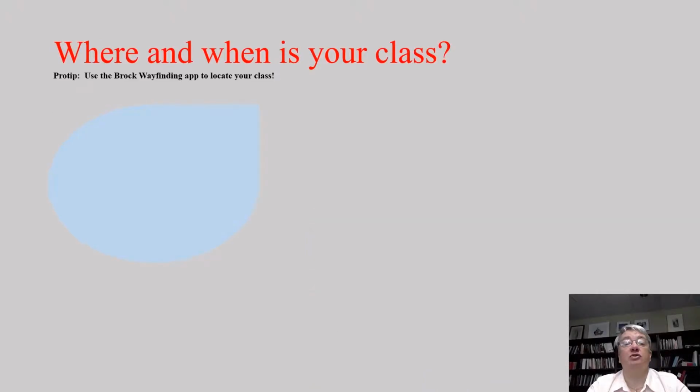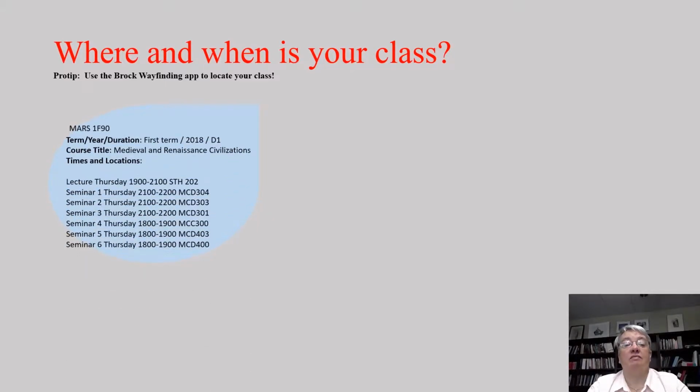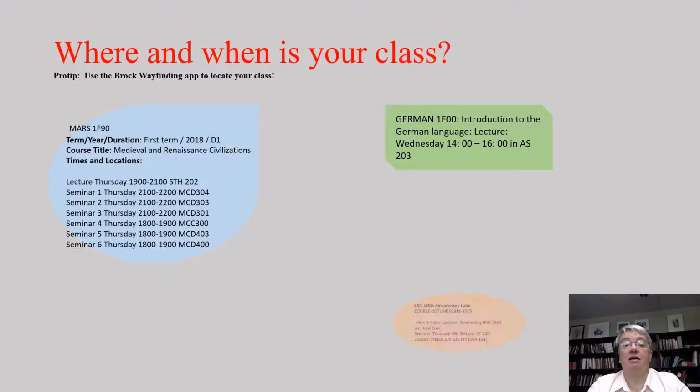Your syllabus will also tell you where and when your class is. It's a good idea to download the Brock Wayfinding app and use it to find your classes. Some courses will include on the syllabus the location and time of every single seminar for the course. This is very helpful, but you won't always find it. You may need to check the master timetable from the registrar's office to see where the seminars are. Most course outlines will give you the location of the class and the time.